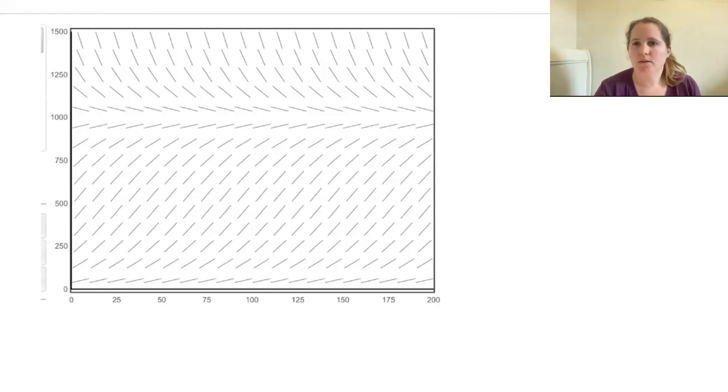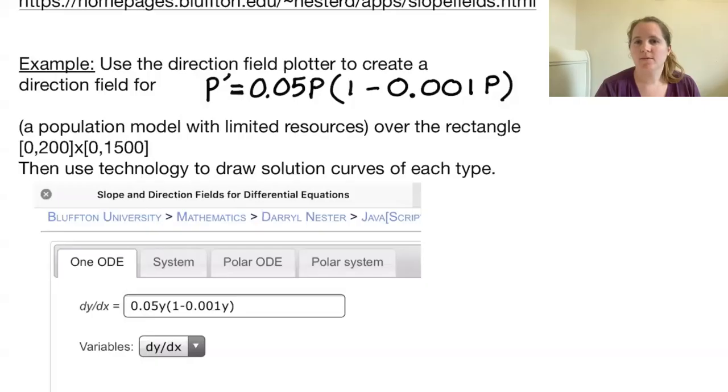Oops. Now my screen's showing what I want it to show.